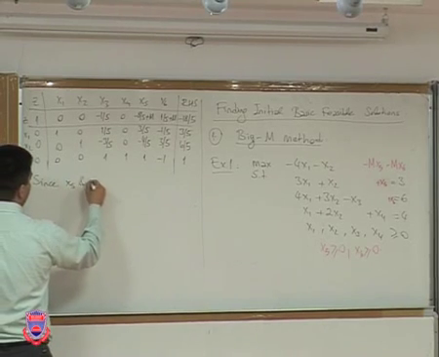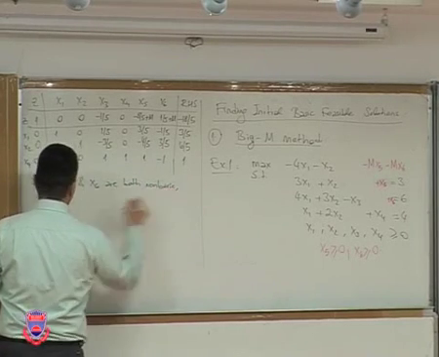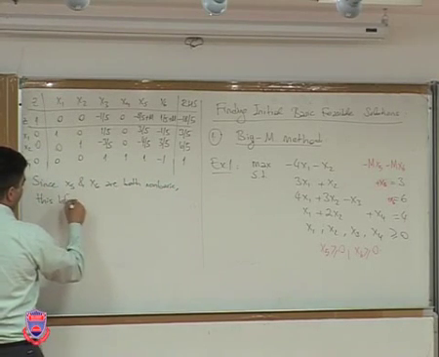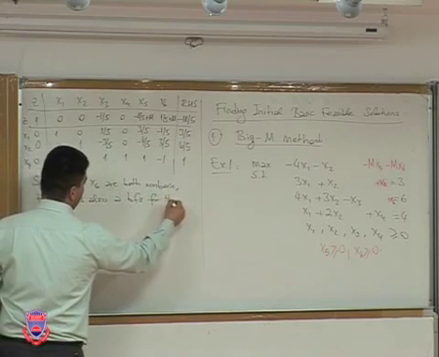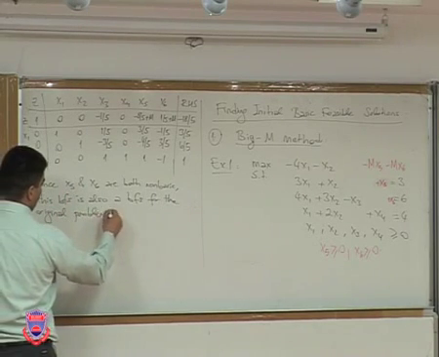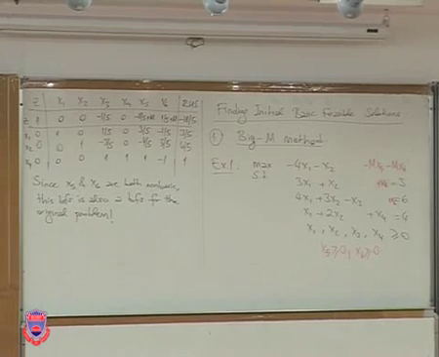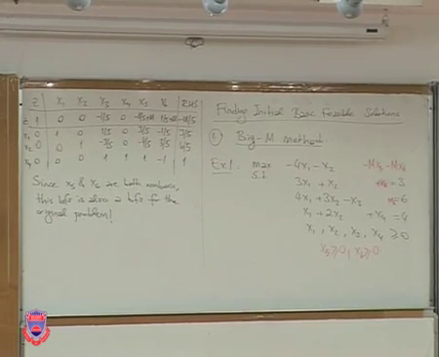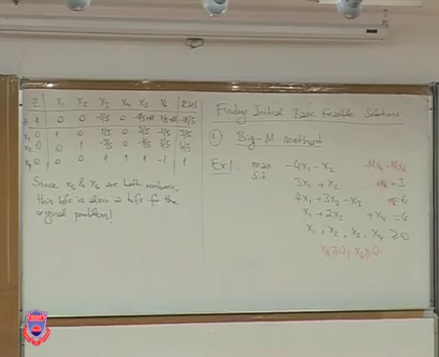Since x5 and x6 are both non-basic, this BFS is also a basic feasible solution for the original problem. Okay? And note that the objective function value also increased again. So we were like, minus 2 million. So now we're only minus 18 over 5, which is much better. Okay? So there are no artificial variables in the basis.